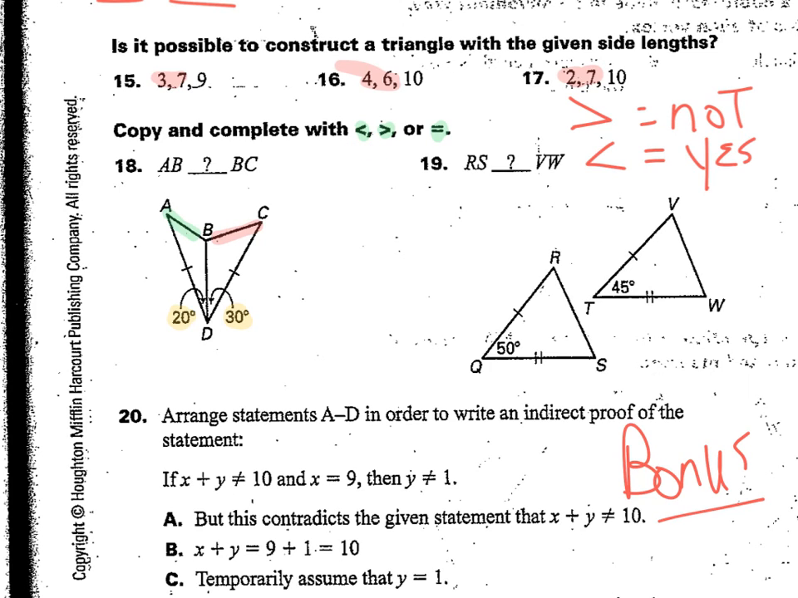Similarly, on 19, we want to talk about RS and VW. Okay, now again, we need to look at this angle. This is the hinge theorem. So the bigger the angle, the bigger the side's going to be. And you determine which sign you're putting in.